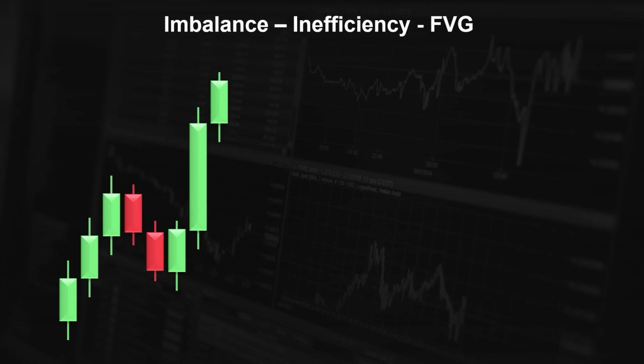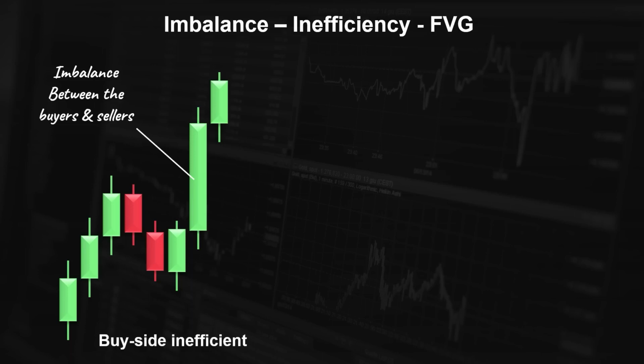Imbalance, inefficiency, and fair value gaps are highly similar concepts. When smart money enters the market, it creates imbalance between the buyers and sellers, causing significant price movements with gaps between the wicks. Now, in this case, the price is buy-side inefficient, and we have fair value gaps between the wicks. The fair value gap is a 3-candlestick pattern, where the wicks do not meet.